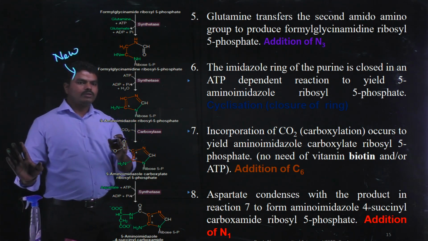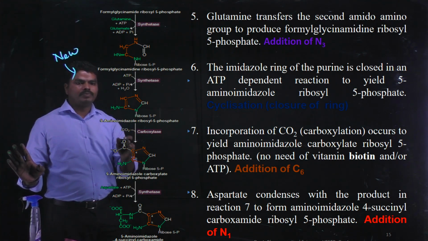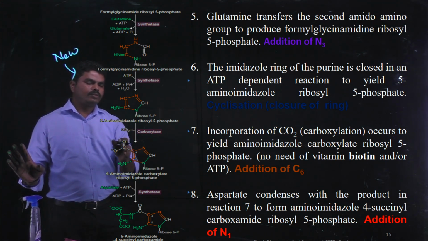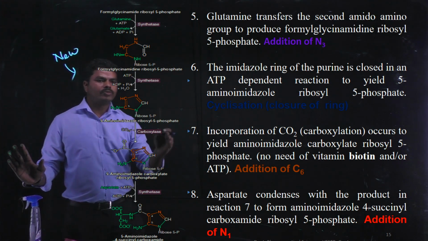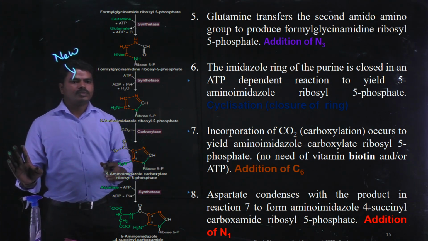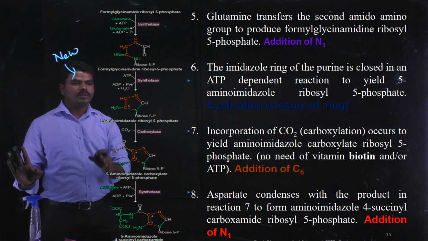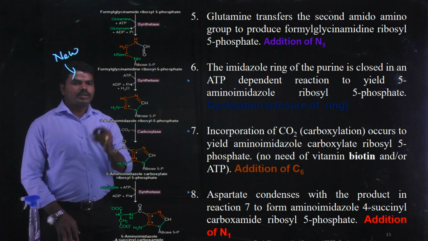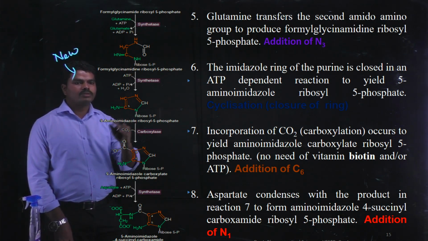And in the next step, by the contribution of carbon dioxide, it yields amino imidazole carboxylate ribosyl 5-phosphate. That means the carbon is donated from carbon dioxide. Thereby the previous molecule, 5-amino imidazole ribosyl 5-phosphate, is converted to amino imidazole carboxylate ribosyl 5-phosphate.